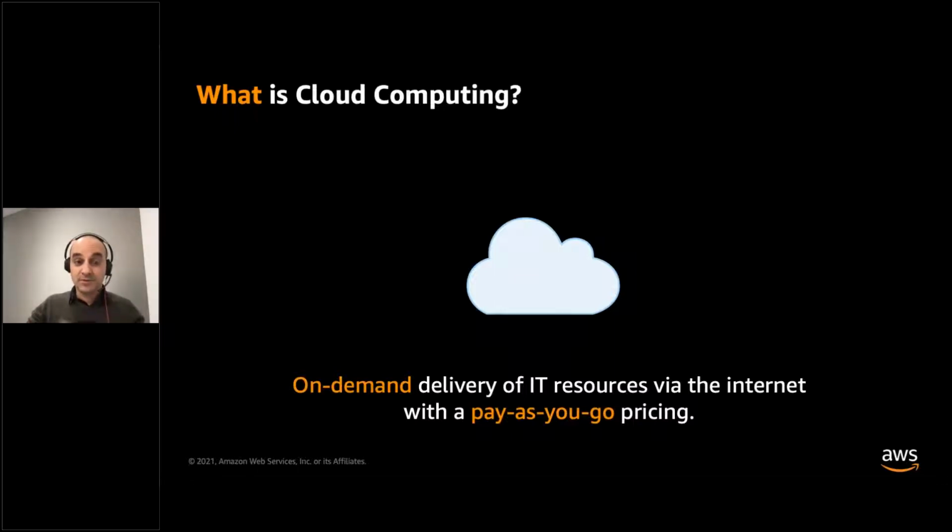For example, you can take the analogy at home with electricity and light. You turn on the switch and you get light, and you turn off the switch and you stop consuming the electricity again. So this is the same concept for the on-demand delivery over cloud computing.